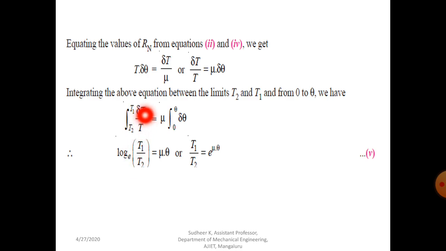So integration of 1 by t is nothing but log to the base e t1 divided by t2. So that is equal to integration of d theta, which is nothing but theta. So you will get mu theta, that is log to the base e t1 divided by t2 is equal to mu theta. So if you take the exponential of both sides, you will get t1 divided by t2 is equal to e to the power mu theta.